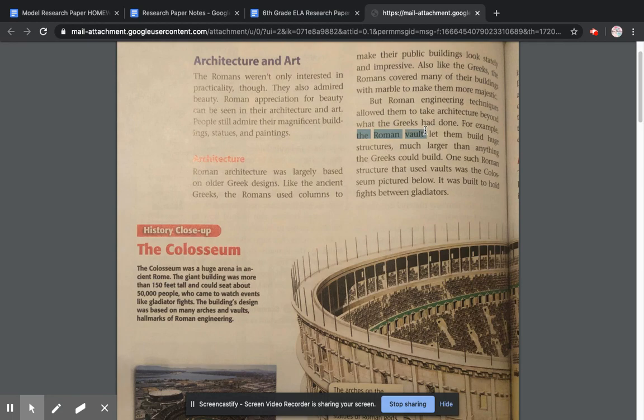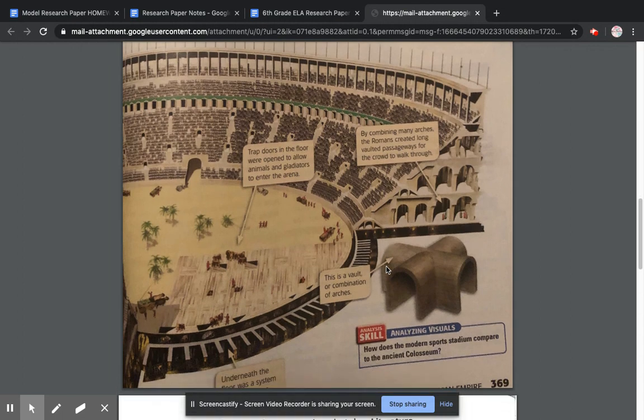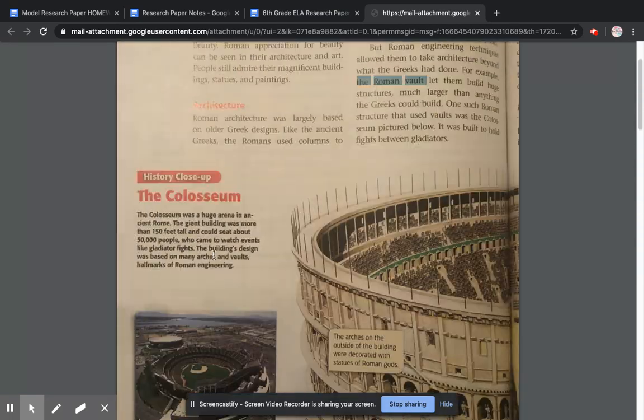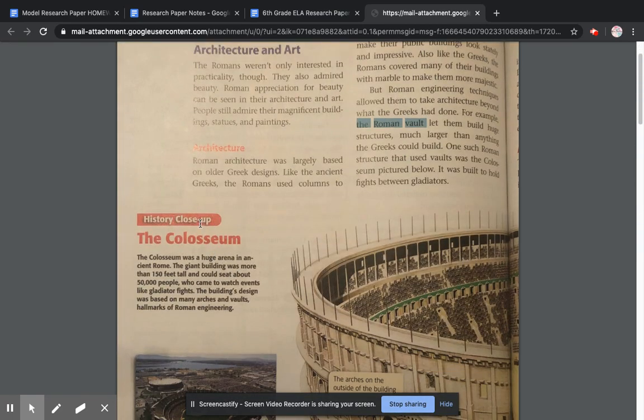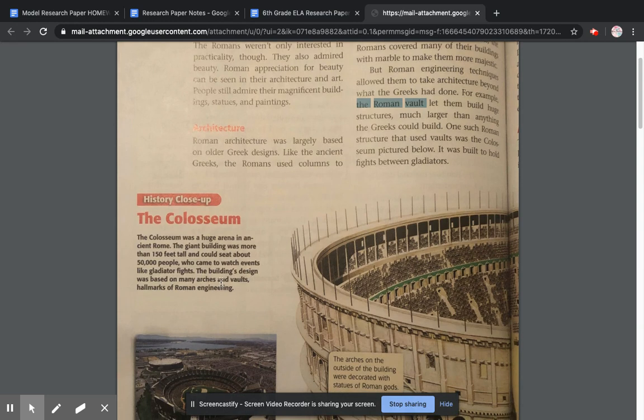Oh, so the Roman vaults. That was this thing over here. I remember reading about it. This was a vault. It was a combination of arches, and it was an example of the Roman architecture, and they used it in the Colosseum. So I could even bring up the Colosseum as an example. The building's design was based on many arches, vaults, and hallmarks of Roman engineering.